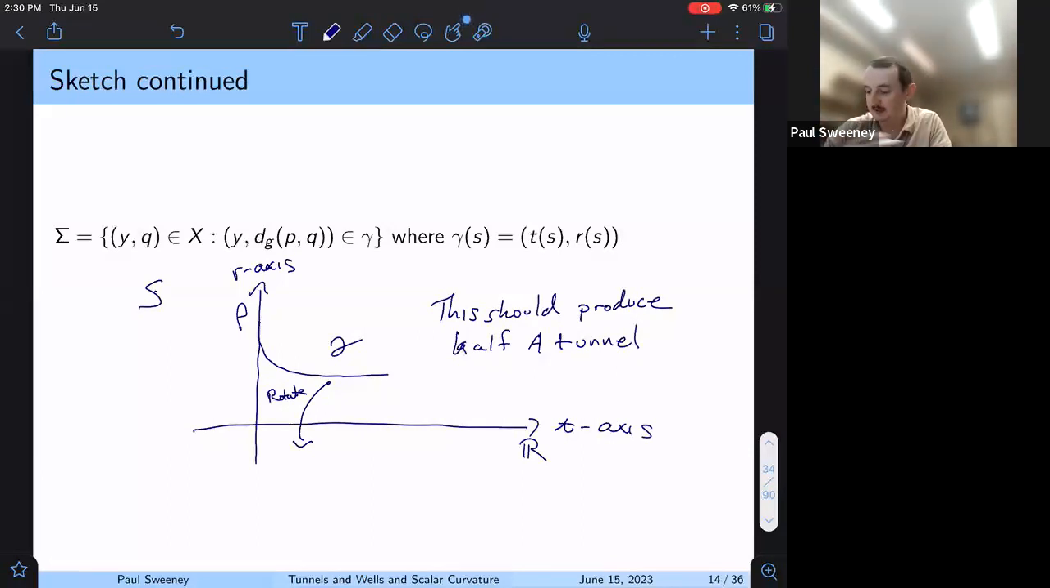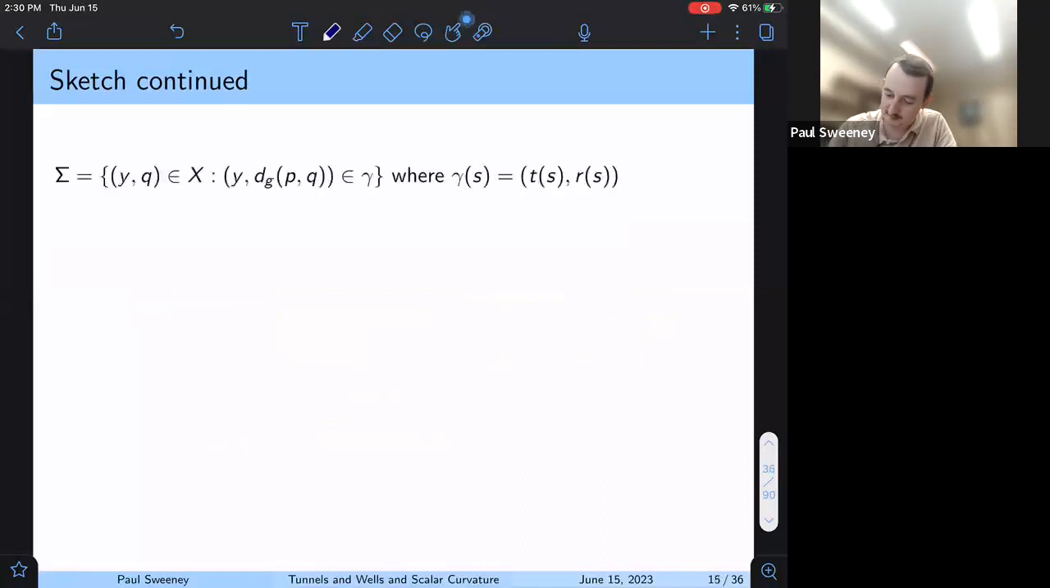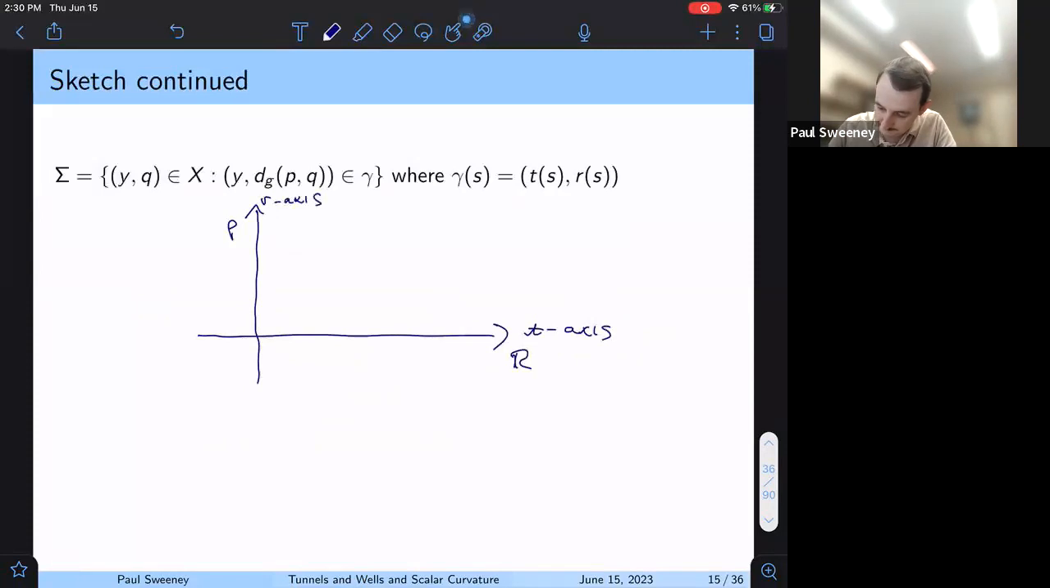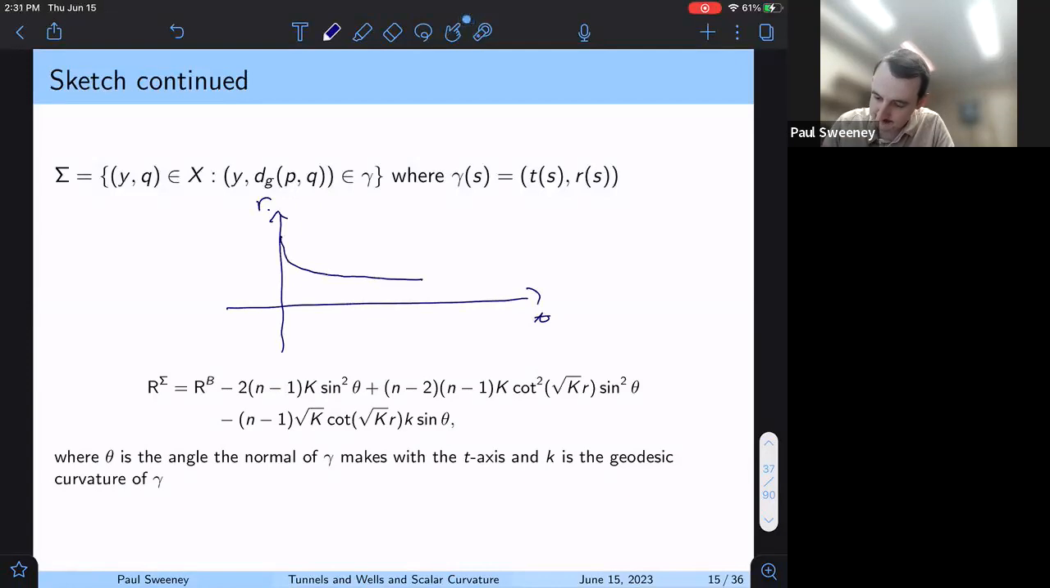So now let's construct a good gamma. I need to draw this picture again: rho, R, the R-axis. Sorry, here we go. The tunnel. I just wanted to draw this picture and then explain the formula.